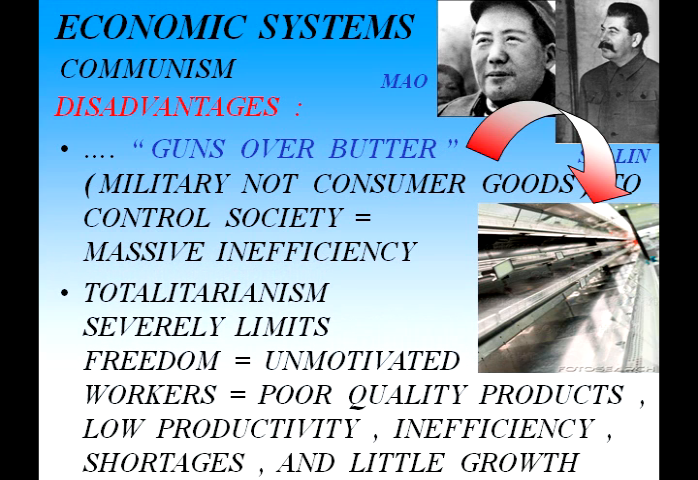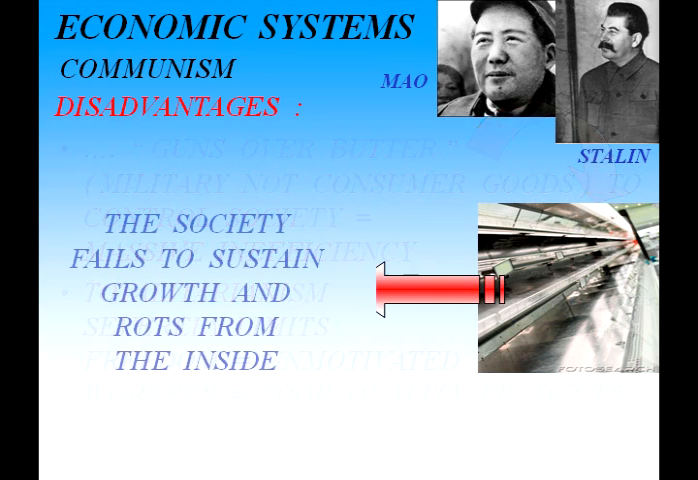The second reason is that totalitarian systems, meaning governmental systems, severely limit freedom. And when you limit freedom for people, you wind up with unmotivated workers. And when you have unmotivated workers, you wind up with poor quality products, low productivity, inefficiency, which then leads to shortage and overall little growth in an economy. And over time, what happens is the society fails to sustain growth and begins to rot from the inside.